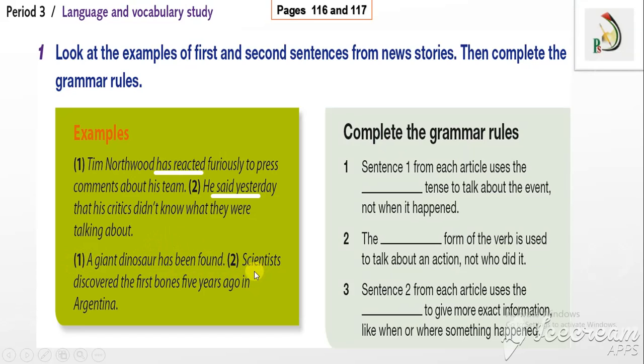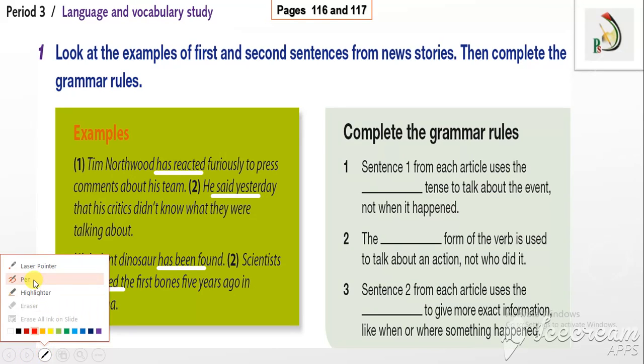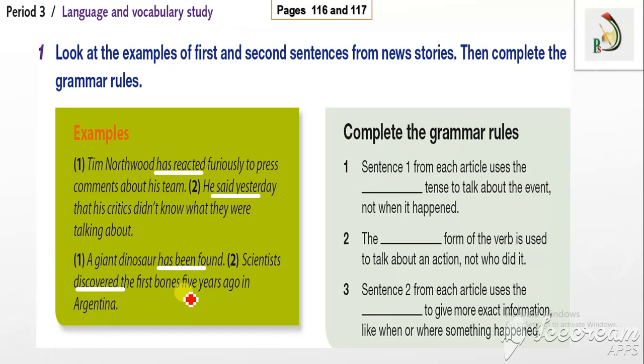Now look at the second statement. Scientists discovered the first bones 5 years ago in Argentina. See, here we have a time frame, 5 years ago. That's why we used past simple, discovered. Here we have the time frame yesterday. See, he said yesterday. But in number 1, we do not have any time signal. So we did not use past simple.